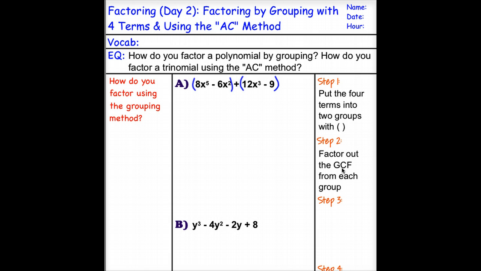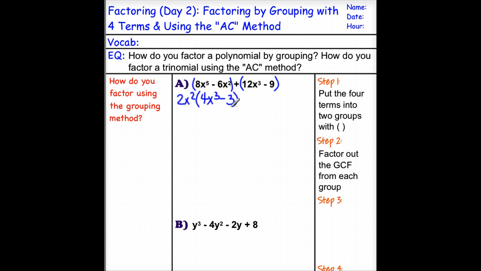When I look at this first group of 8x to the 5th minus 6x squared, I see that we can factor out a 2x to the 2nd. And when I do that, 8 divided by 2 is 4, and x to the 5th divided by x to the 2nd is x to the 3rd. And when I factor out 2x to the 2nd out of 6x squared, I get minus 3.